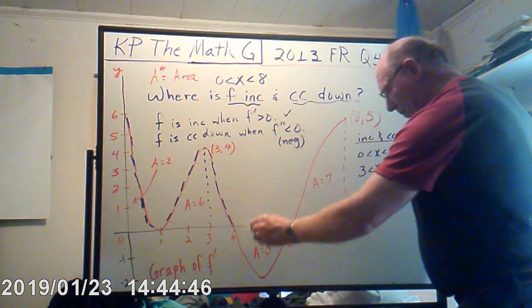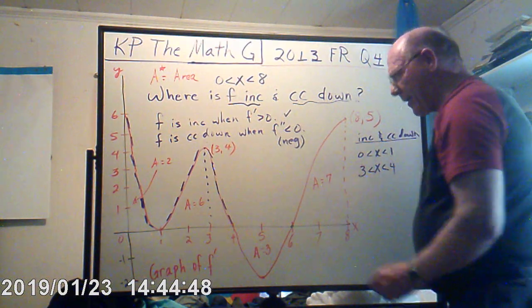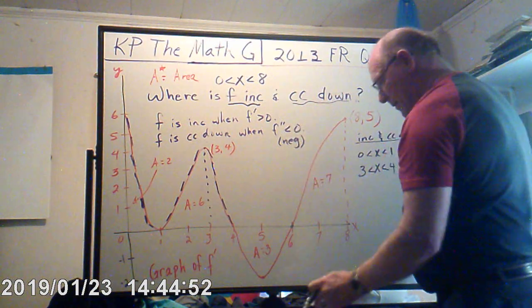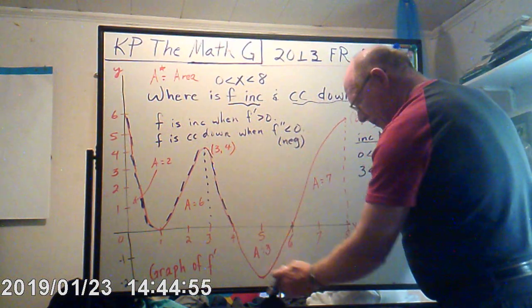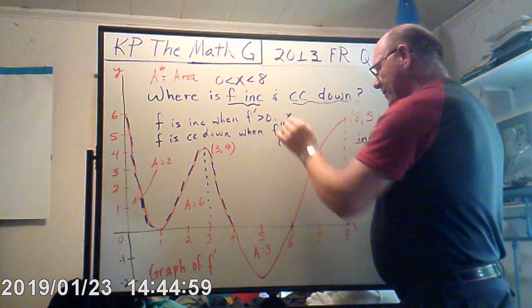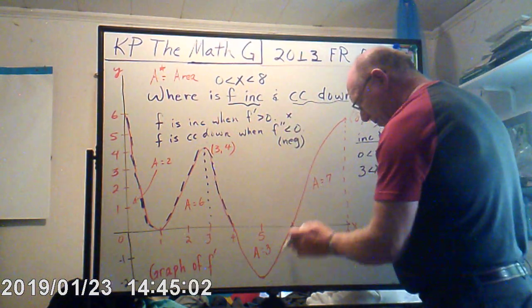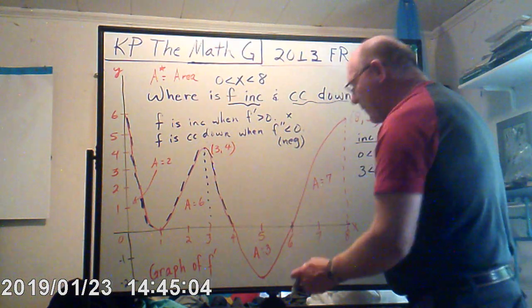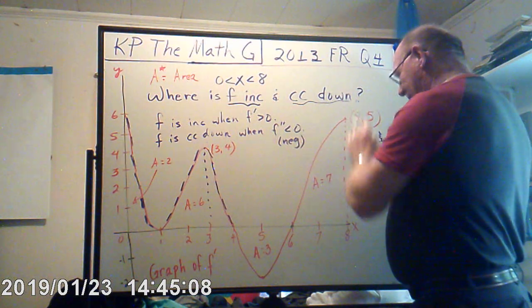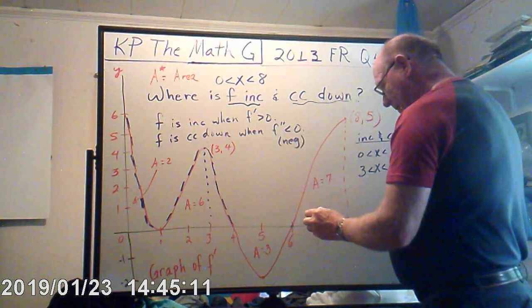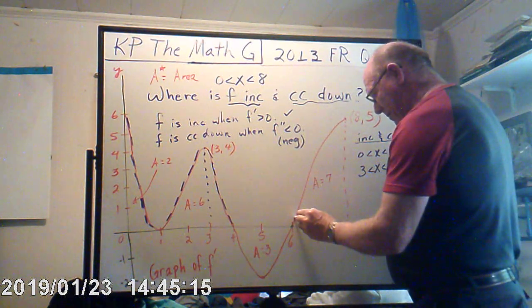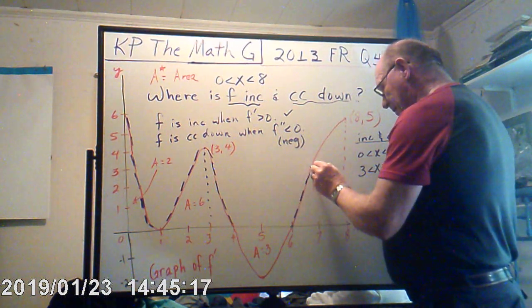Now, let's not go to 3 to 5, because what's happening here? Look at from 4 to 5. From 4 to 5, decreasing. Forget it, go to the next one. 5 to 6, decreasing, still below the x-axis. So keep going. 6 to 8 rather. Increasing, yes. Concave down, no.